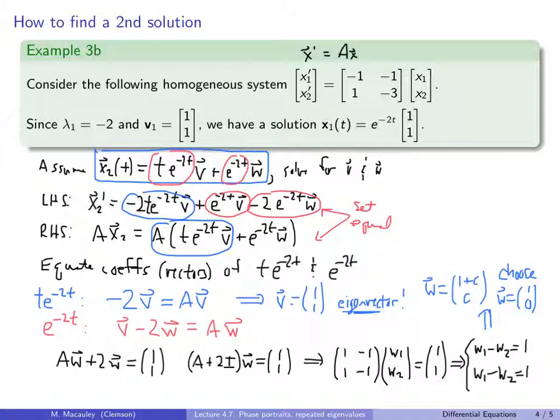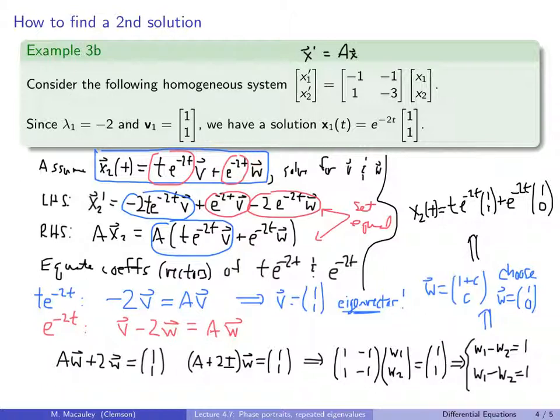So now, let's hold space here. So x2 of t equals t times e to the minus 2t times (1, 1), that's my v, plus e to the minus 2t times (1, 0). So that is our second solution. Let me box that in red so we can see it. And now we have the general solution. Let's write it up here.